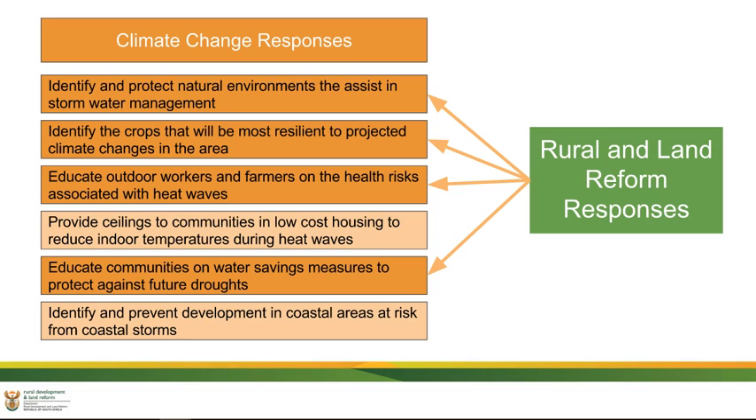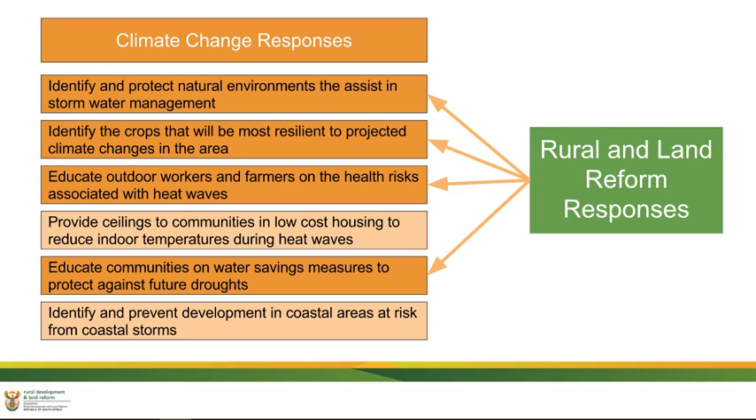In our example, this will include: identify and protect natural environments that assist in stormwater management; identify the crops that will be more resilient to projected climate changes in the area; educate outdoor workers and farmers on the health risks associated with heat waves; and educate communities on water-saving measures to protect against future droughts.